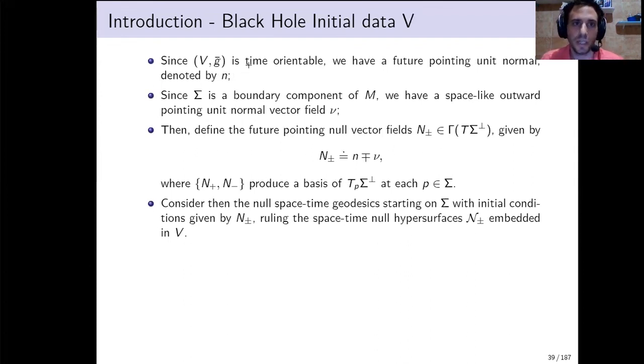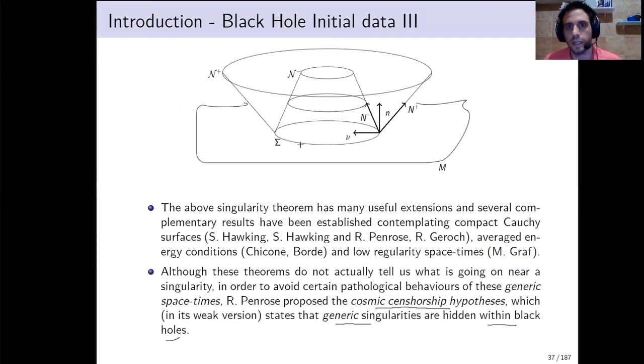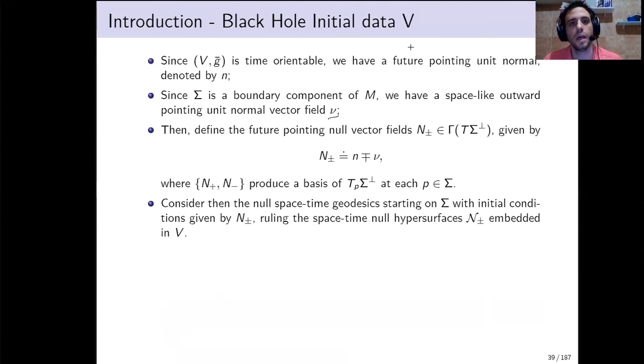And since we are assuming that our spacetime is time orientable, we have a future pointing unit normal, denoted by n, and also since sigma is a boundary component, we have an outward pointing unit normal field denoted by nu here. This is depicted in this figure. And then we can define the null vector fields at any point of our hypersurface, given by these expressions, as was depicted in the previous figure. And they provide a basis for the orthogonal space to sigma.